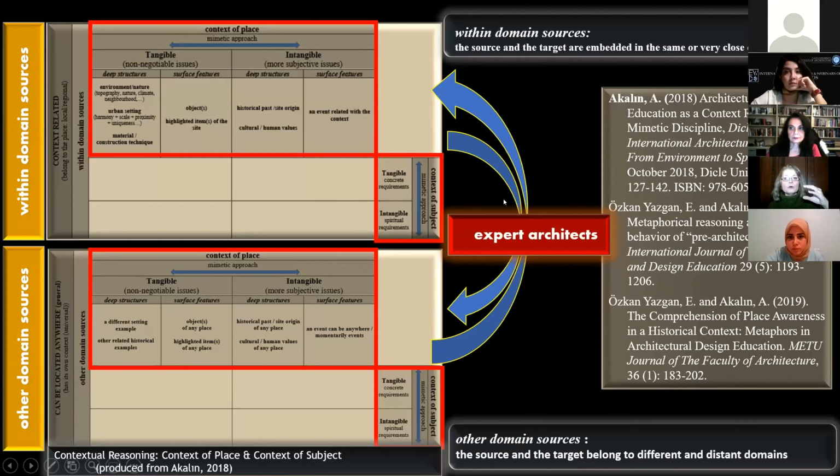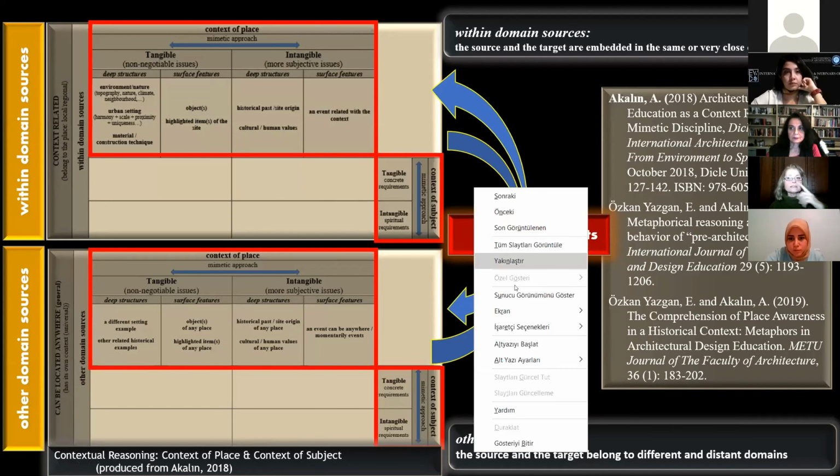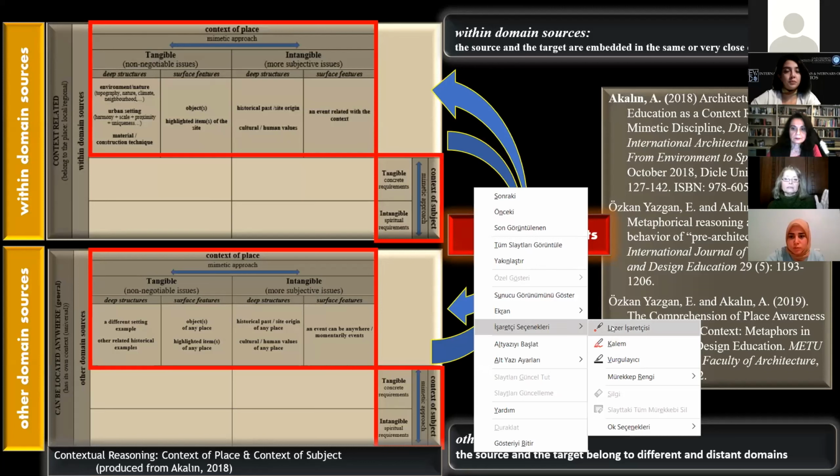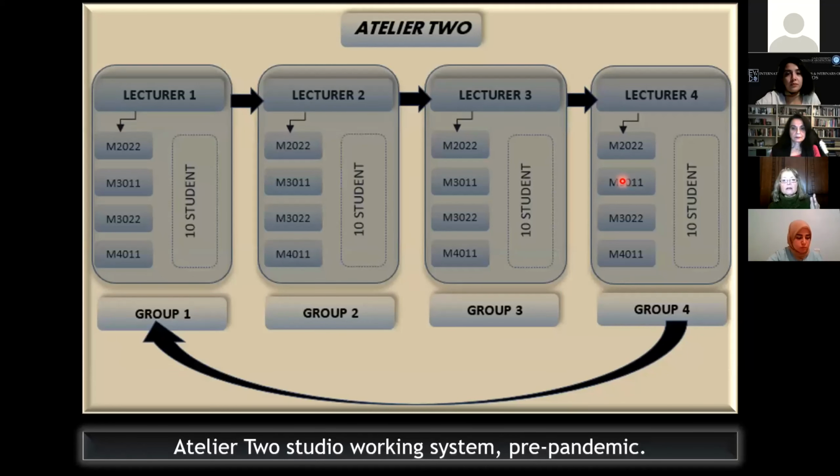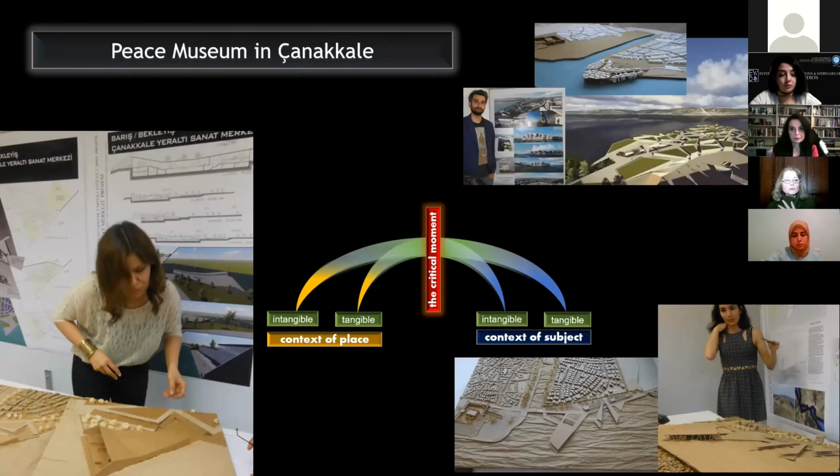In terms of the mimetic approach, a design can be context related. We call this within domain sources. Or it has its own context, other domain sources, we call this. As you can see here, both have tangible and intangible features. All the students in the atelier are divided into equal groups, and each group includes second, third, and fourth years. During the semester, the instructors change the groups, and in this way, it is ensured that each instructor gets to know the whole class.